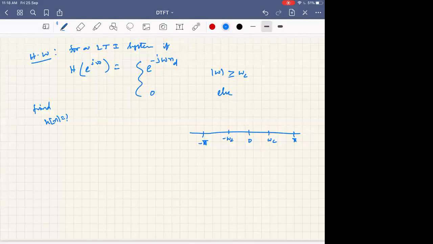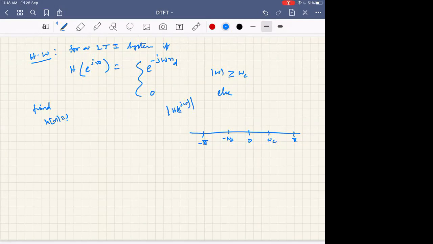How should I plot? Let us assume that we are plotting only the magnitude response of this filter. We are not plotting the phase response. Phase we'll see if we wish to plot. Next we will plot. So how should I plot?